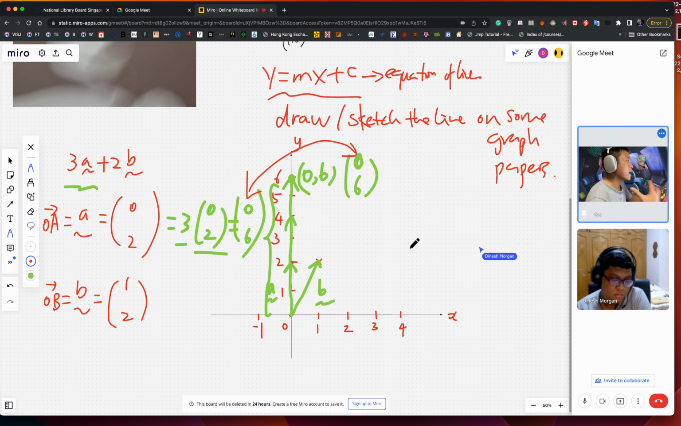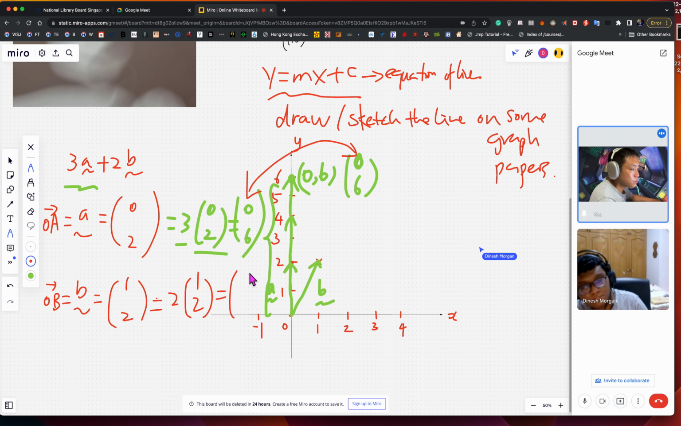So in a way, I'm trying to let you see how you can relate the vectors to this, how you can graph the vectors out. And in a way, you can solve these vectors graphically as well. Over here, if you have 2B, basically mathematically, 2 times 1, 2 is 2, 4. Same thing, you just need to do this one more time.